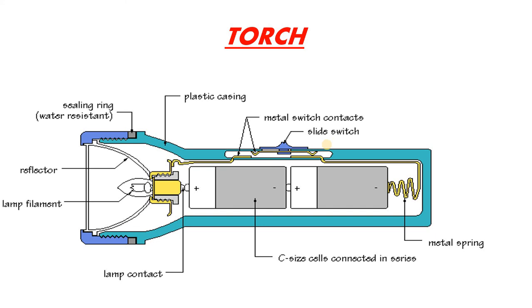The torch has two or more cells, and the cells inside the torch have to be joined correctly. The two cells in a torch are joined like this. Here you can see the negative terminal is joined to the positive terminal, negative terminal to the positive terminal.